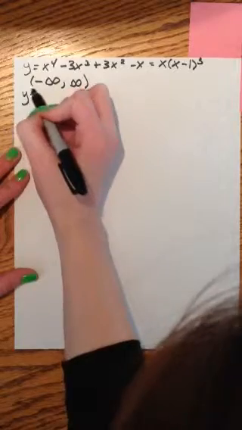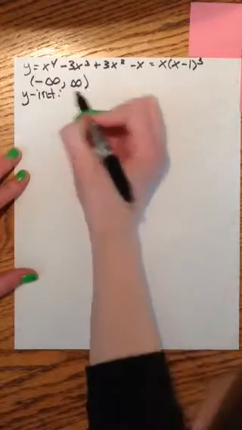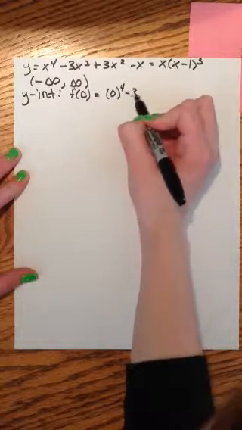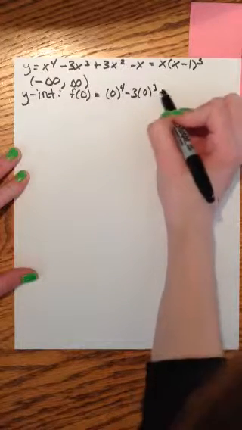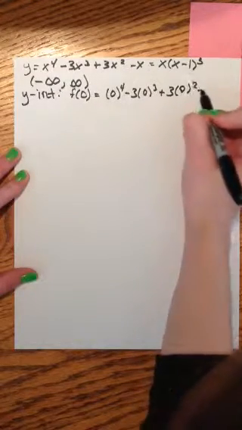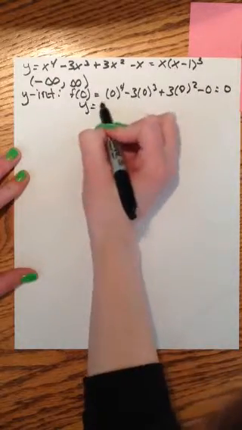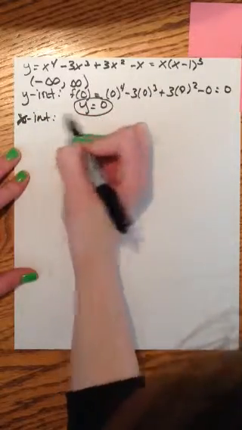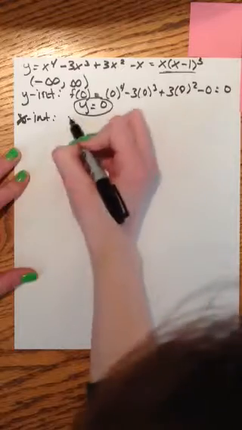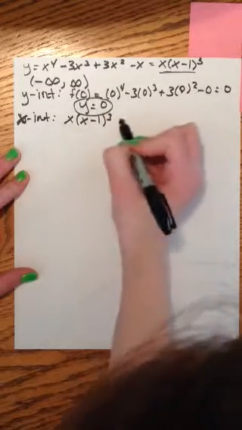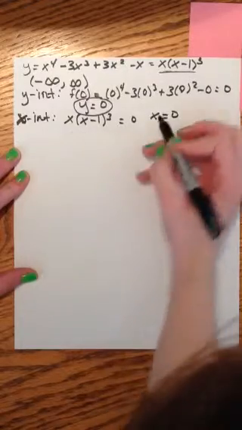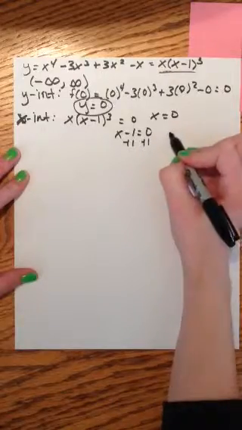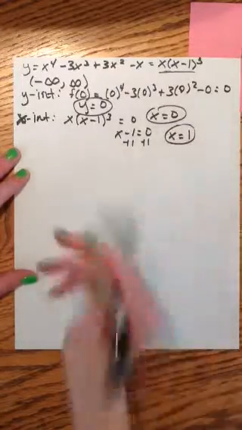Now we need to find intercepts. To find the y-intercept, we solve for f of 0. So that's plugging in 0 for all of the x's, which equals 0. So there's a y-intercept at y equals 0. To do the x-intercept, you do the opposite. We set our equation, using the factored form, equal to 0. So we have x equals 0, and then x minus 1 equals 0. Add 1 to both sides to get x by itself, so we have x equals 1 and 0. So those are our x-intercepts.